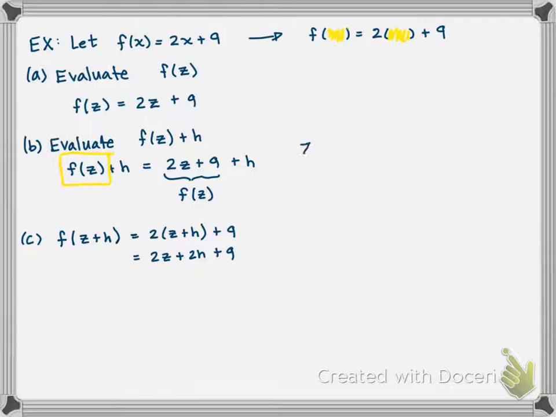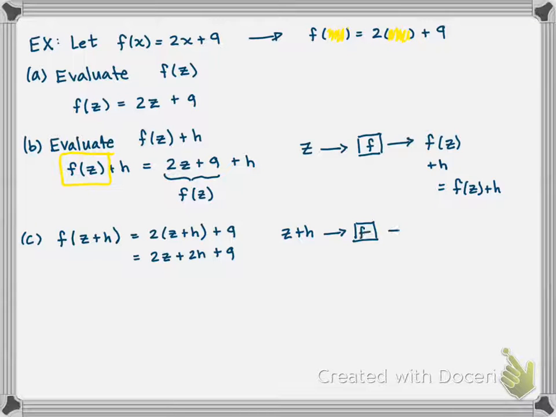If I start with an input of z, and I put it into f, then I get f of z out, right? And so if I want to add h after that, I'm adding h to the input, and that gets me f of z plus h, as opposed to starting with z plus h, putting that into my function, and that's going to give me f of z plus h.